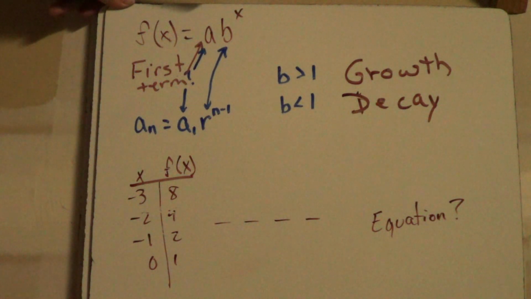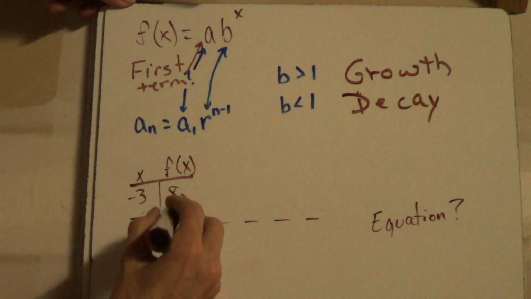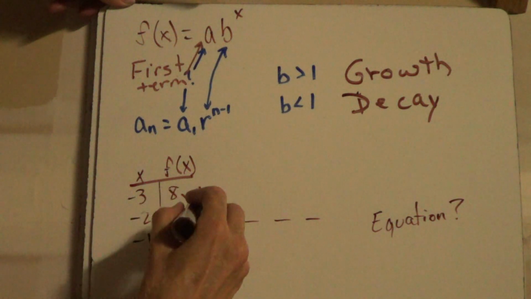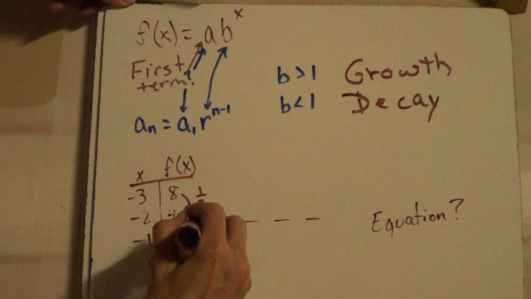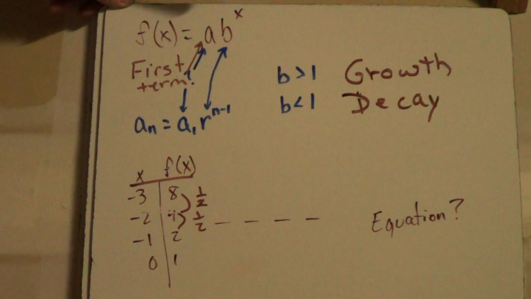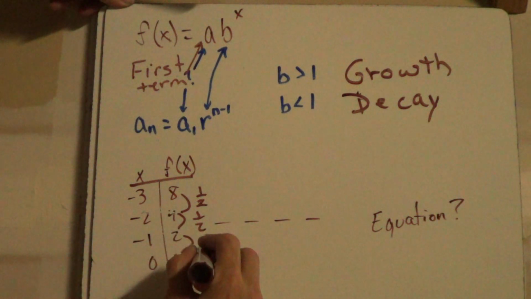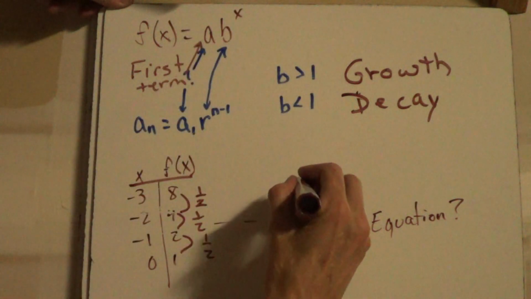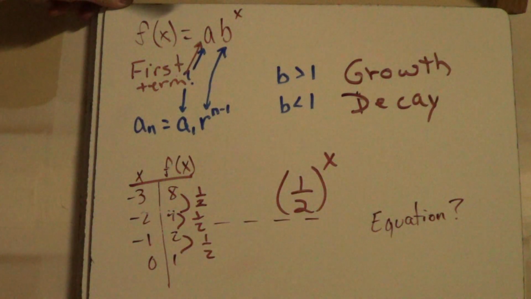So on this one, we'll look at what our equation would be. Well, we're going from 8 to 4. So it's 1/2. From 4 to 2, 1/2 again. And from 2 to 1, 1/2 again that we're multiplying by. So we know that our b value is 1/2 to the x.